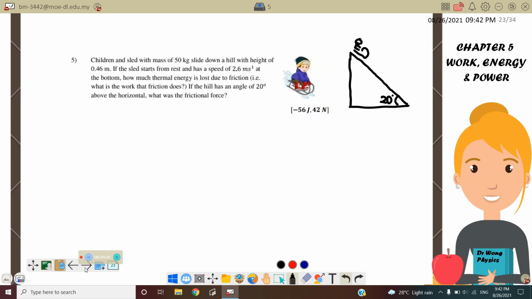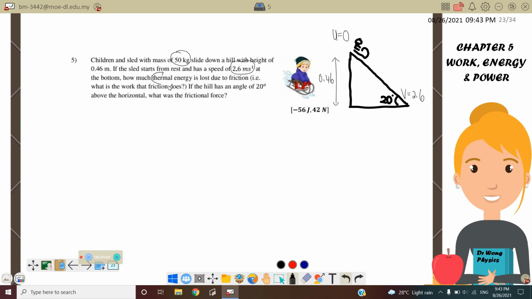Okay, next we go to question number 5. A child on a slide with a mass of 50 kg slides down a hill with a height of 0.46 meter. If the slide starts from rest, so again starting from rest, u equals 0, meaning there's no kinetic energy, and has a speed of 2.6 meter per second at the bottom. So when you reach here, the velocity is 2.6 meter per second.